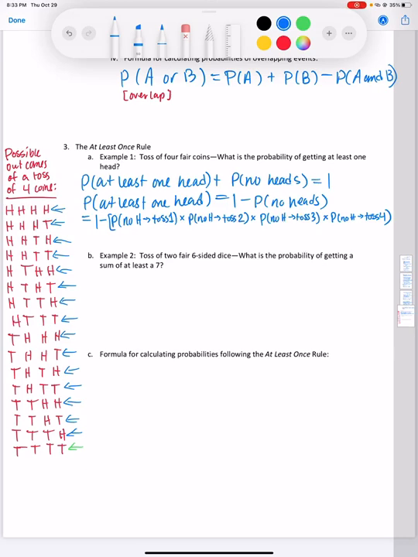I'm going to simplify the really long part here and say that's 1 minus the probability of no heads to the 4th power, because notice that I'm multiplying the same thing multiple times. So that means that we can use exponents to help us.